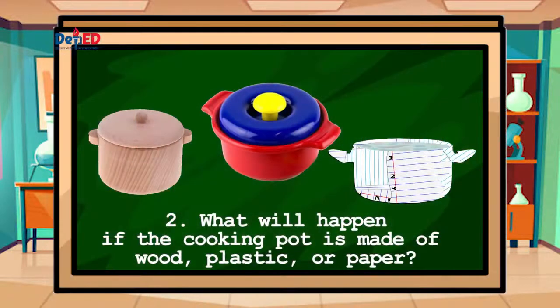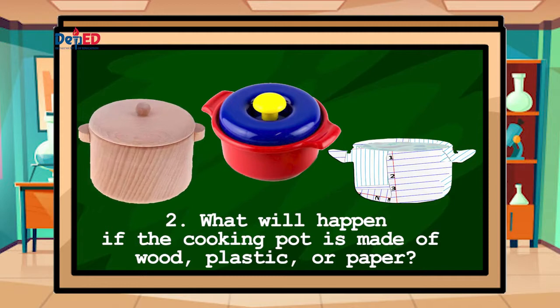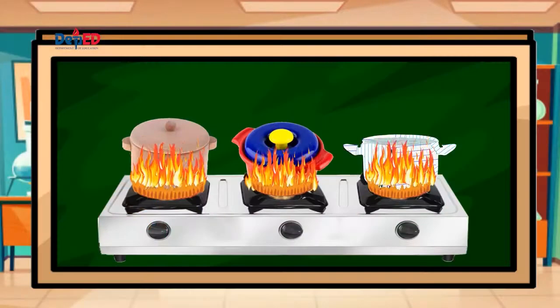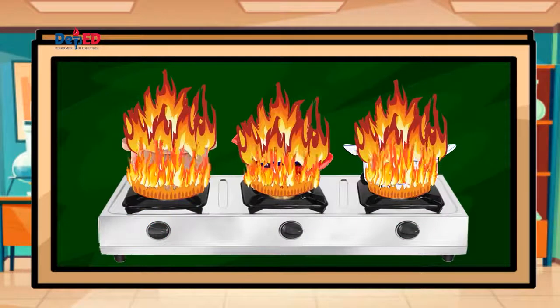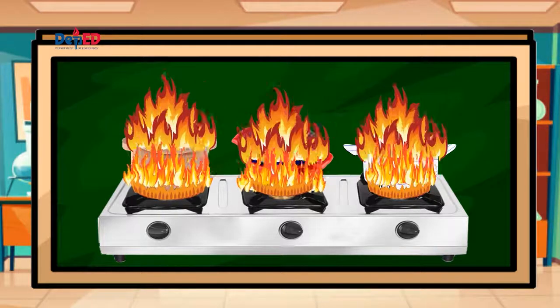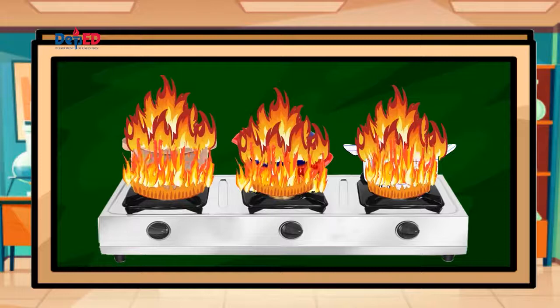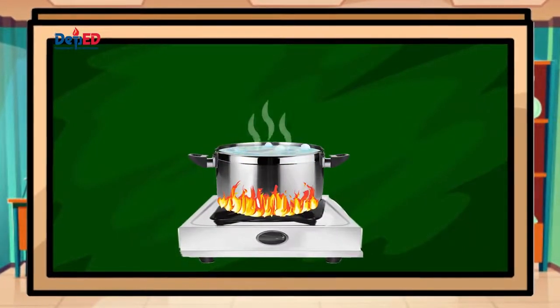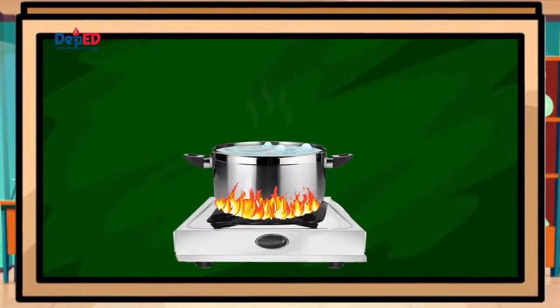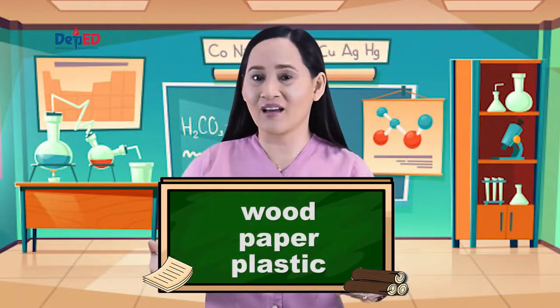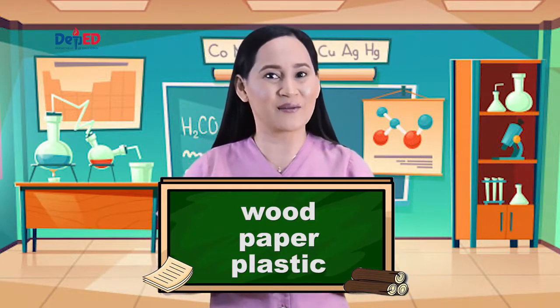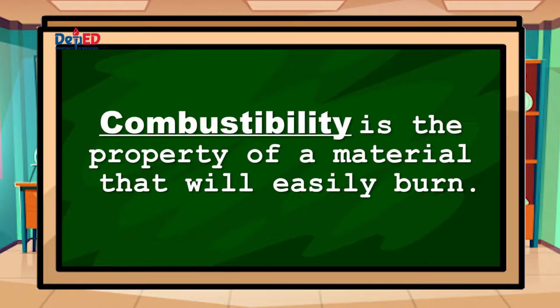Let's discuss your answer for question number 2. What will happen if the cooking pot is made of wood, plastic, or paper? If the cooking pot is made of wood, plastic, or paper, it will burn because when a cooking pot is used to cook food, it is placed over fire. Cooking pots made of metal do not easily burn; they can withstand the heat. Wood, paper, and plastic are examples of materials that easily burn. The property of materials that determines whether or not they will easily burn is called combustibility.